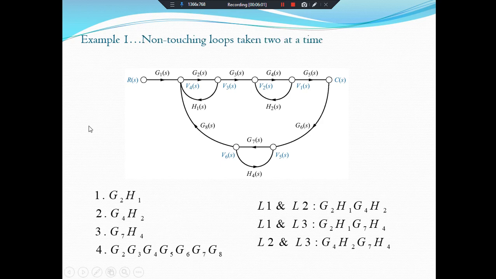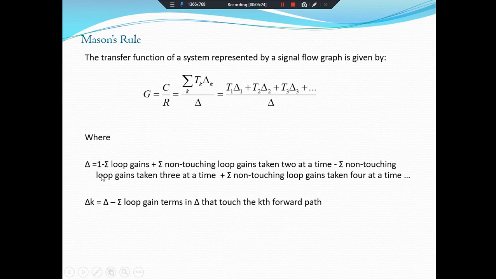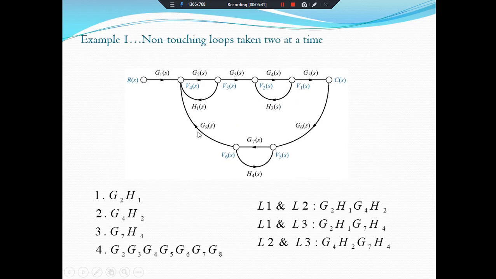Okay, now what do we have to identify? We have to identify the non-touching loops. What do we mean by non-touching loops? As we have studied earlier, non-touching loops means the loops which don't have any node in common. So these are the loops we have found earlier. As mentioned in the formula, delta is equal to 1 minus summation of loop gains. The summation of the four loop gains will come here, plus non-touching loops taken 2 at a time, minus non-touching loops taken 3 at a time, and non-touching loops taken 4 at a time. So first we will take non-touching loops taken 2 at a time.